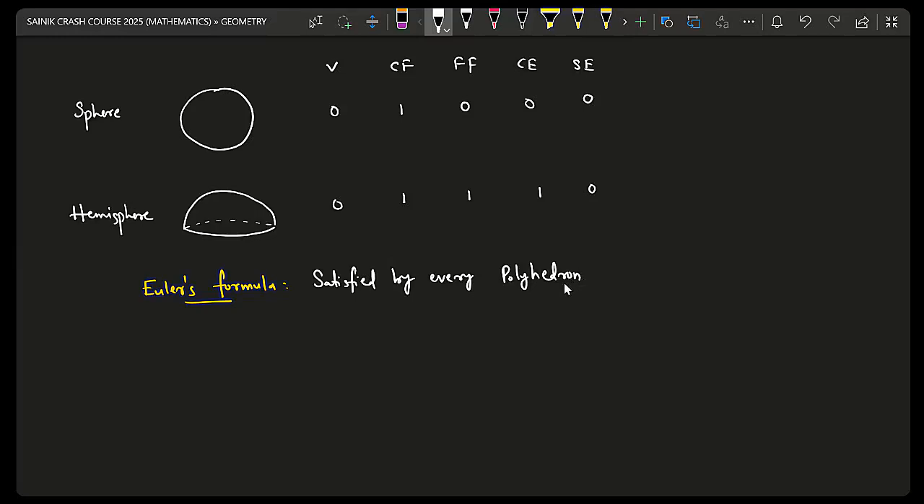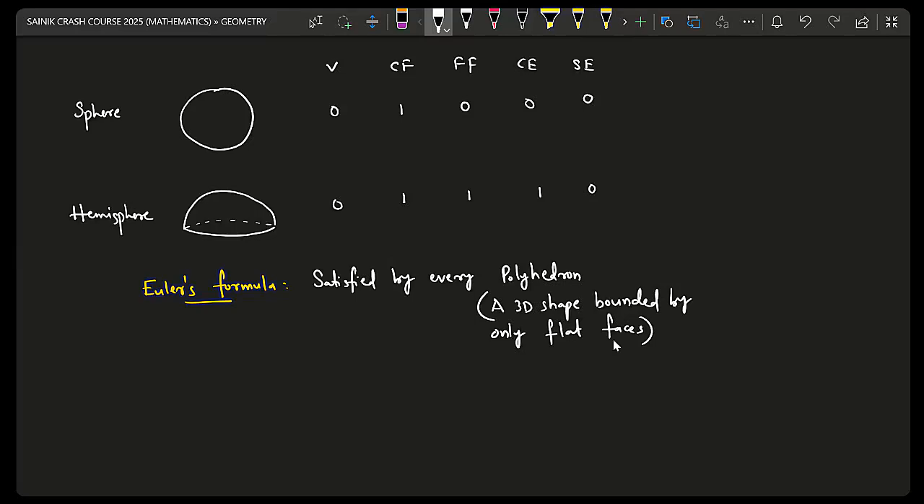What is a polyhedron? A polyhedron is a 3D shape or a solid figure bounded by only flat faces. If it is bounded by only flat faces, then it is called a polyhedron. Euler's formula is always satisfied by every polyhedron.